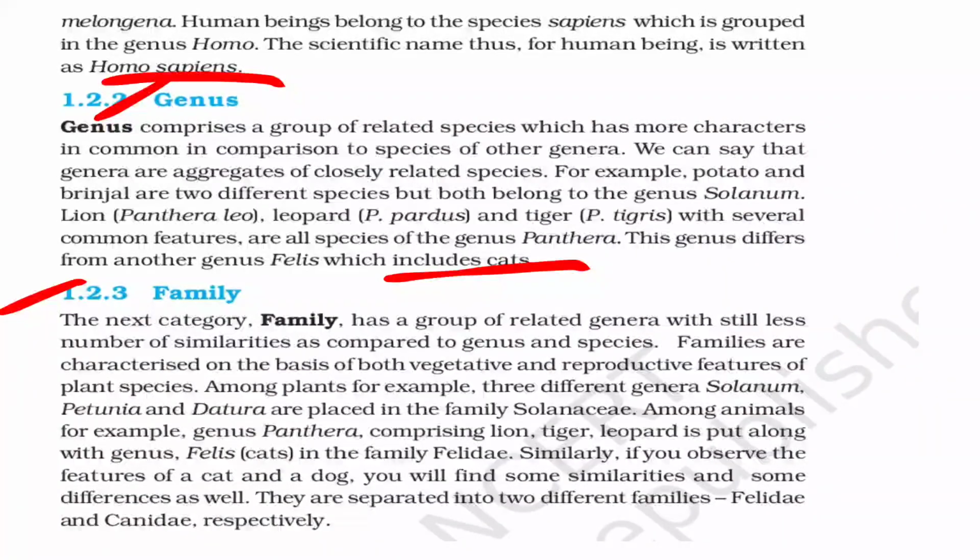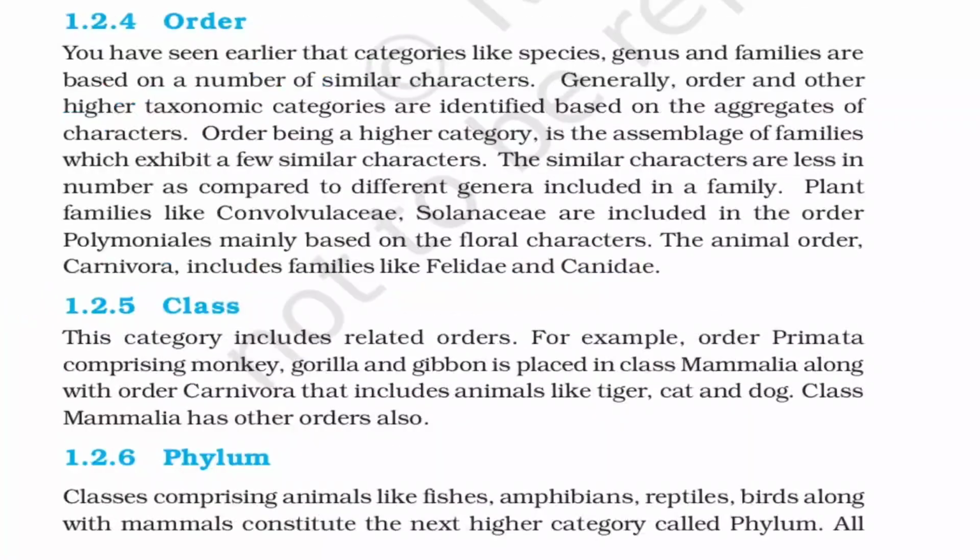Among animals, for example, genus Panthera comprising lion, tiger, leopard is put along with genus Felis, that is cat, in the family Felidae. Similarly, if you observe the features of a cat and a dog, you will find some similarities and some differences as well. They are separated into two different families, that is Felidae and Canidae respectively.